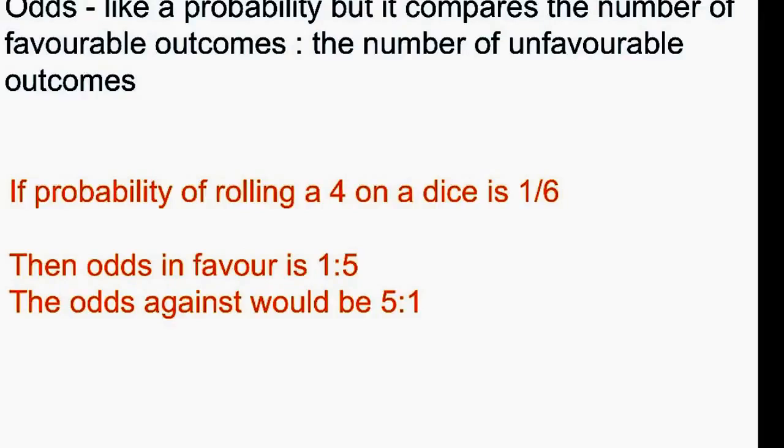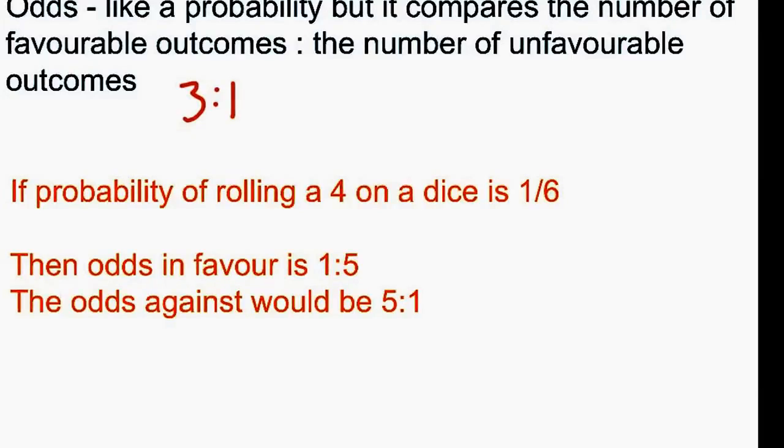Odds now are a little bit different, so when you get a question that deals with odds, you've got to be a little bit careful. It's just like a probability, but instead of being the number that you want out of the total, it's the number you want set as a ratio to the number that you don't want. So you're going to see odds being something like 3 to 1. So that would mean we have 3 things that we want to happen and 1 that we don't.